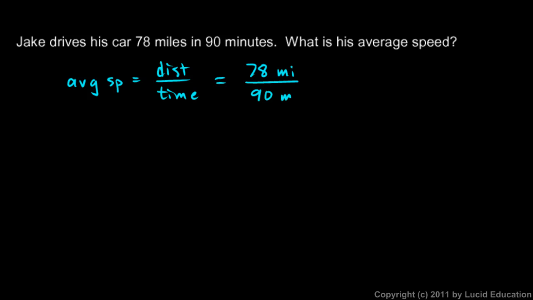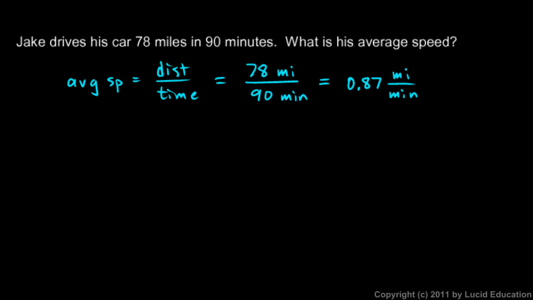And in this example, Jake drives his car 78 miles in 90 minutes. What is his average speed? Well, we can say average speed is distance divided by the time, and we're given those two values. We're given a distance of 78 miles and a time of 90 minutes. So let's put those numbers in. 78 miles divided by 90 minutes. And then when we do the math, 78 divided by 90 comes out to 0.87, and we have miles per minute. Miles in the numerator, minutes in the denominator. So 0.87 miles per minute. If you go 78 miles in 90 minutes, your average speed is miles per minute.